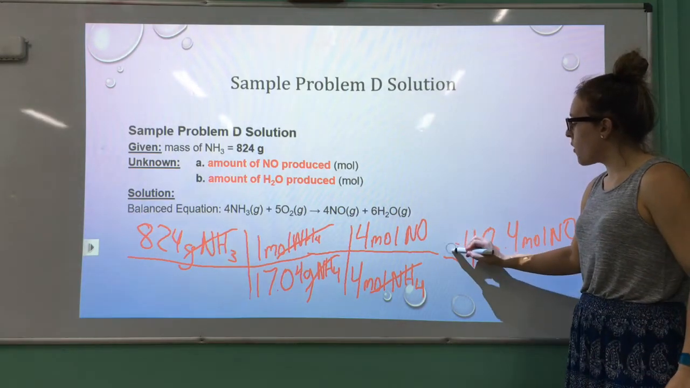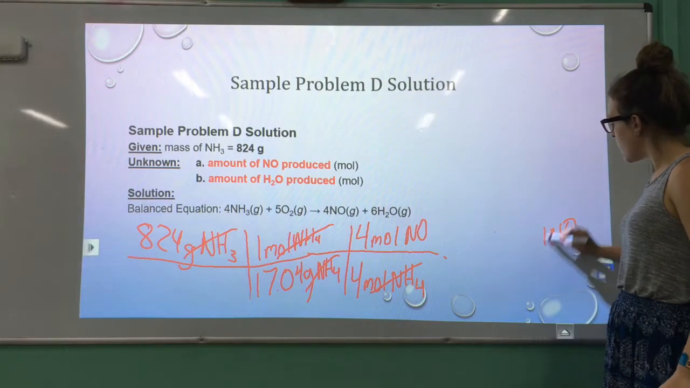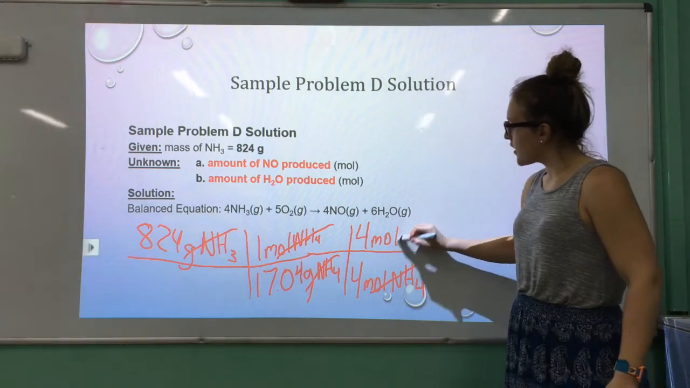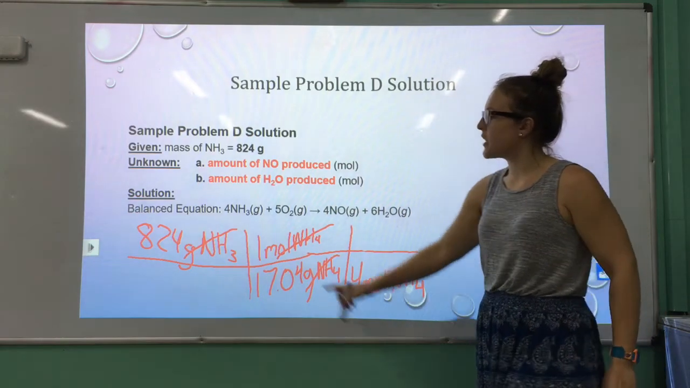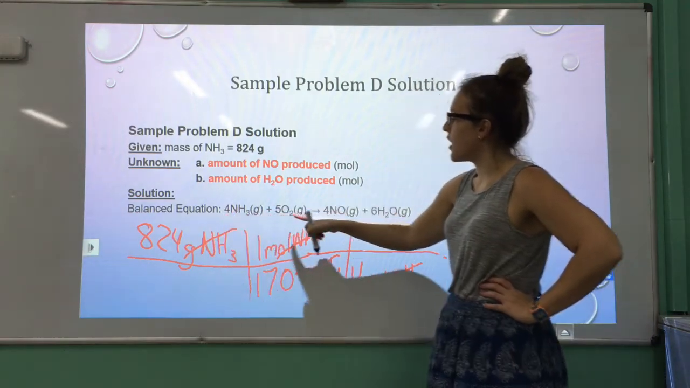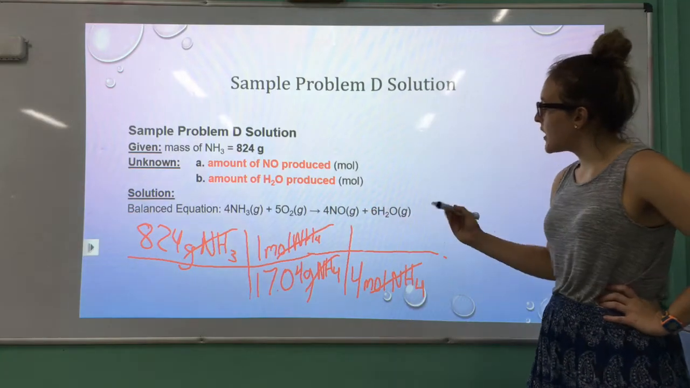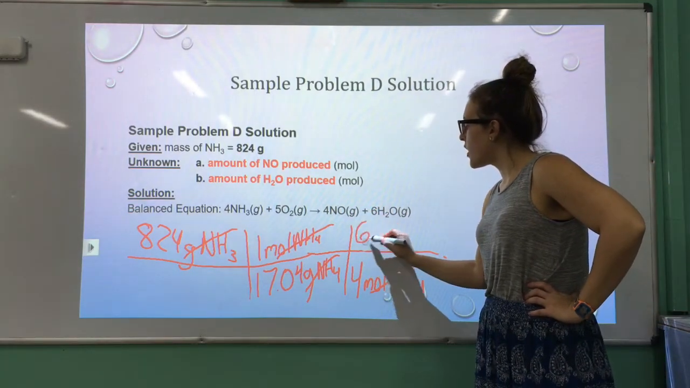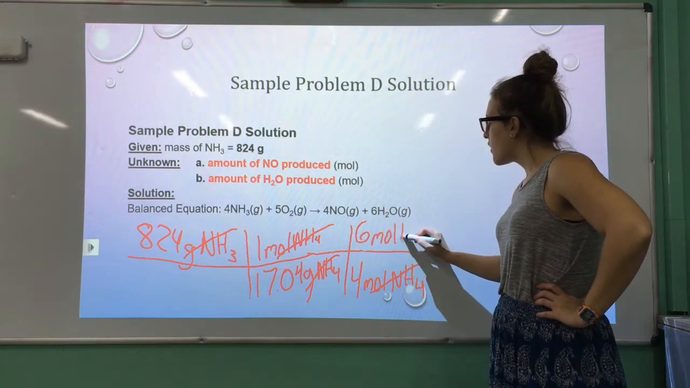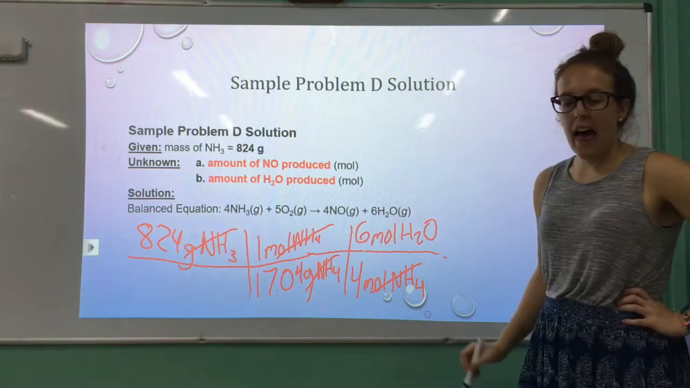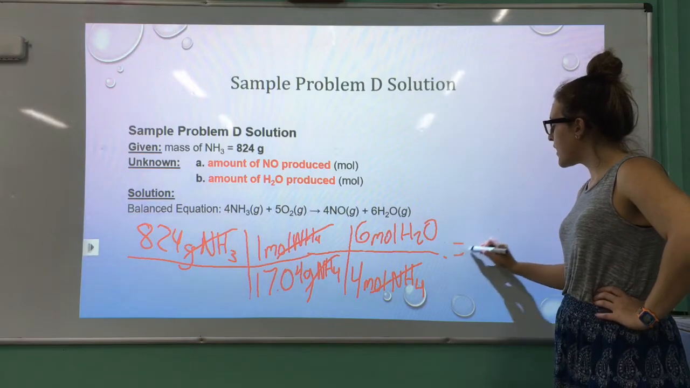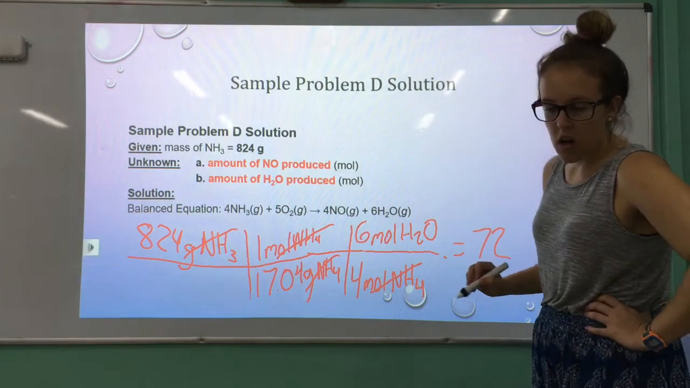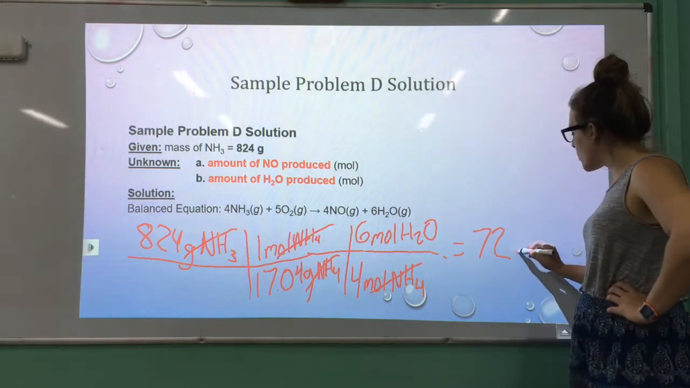Here we can just erase this and this, and we're still using the same equation. So we see that for 4 moles of ammonia, there are 6 moles of water produced. And if we calculate that out, that gives us 72.5 moles of water.